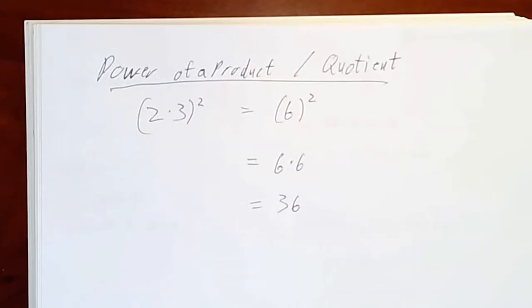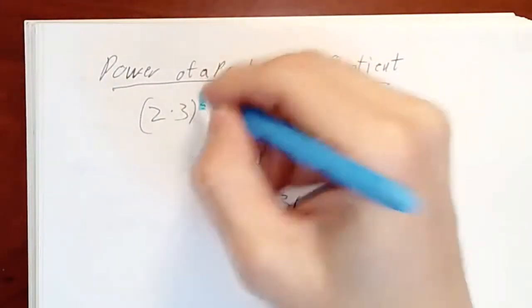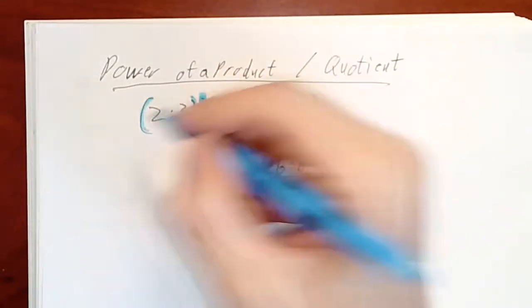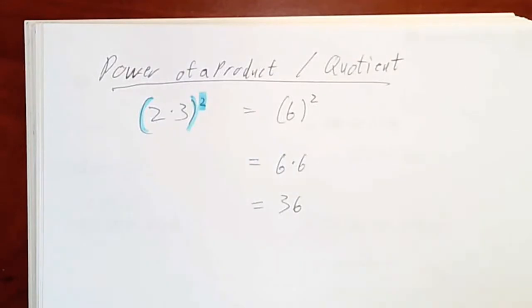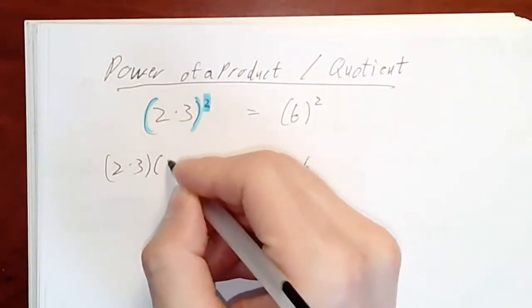But not everything is always as simple as that. I always explain that exponents apply directly to whatever's left of it. So what is directly left of it? The parentheses is directly left of it. So what is being squared? The 2 times 3 is being squared. So we have 2 times 3 multiplied by 2 times 3.